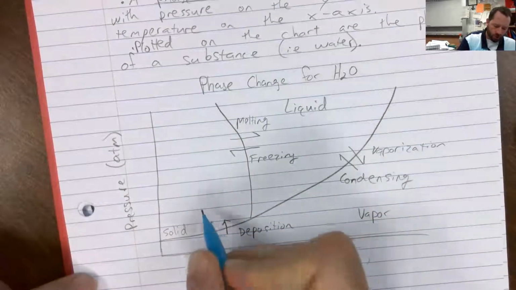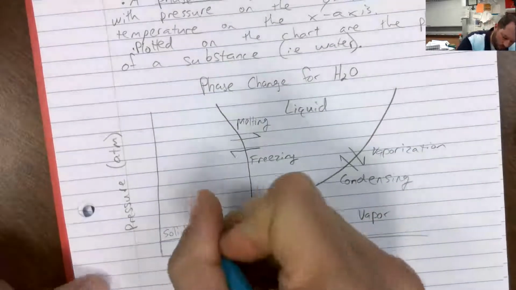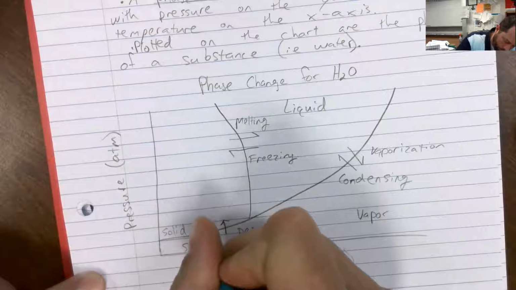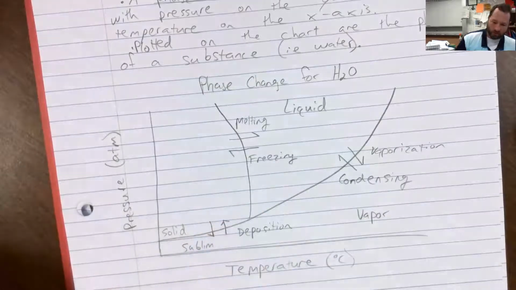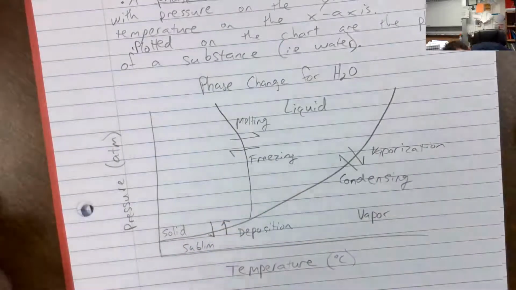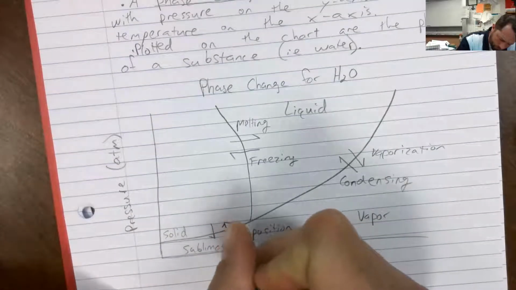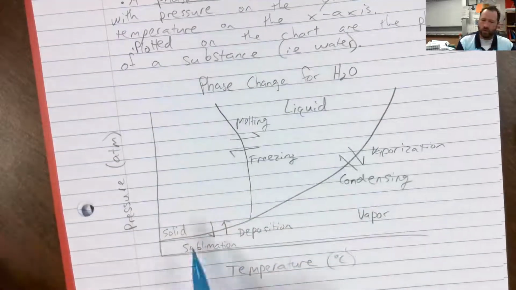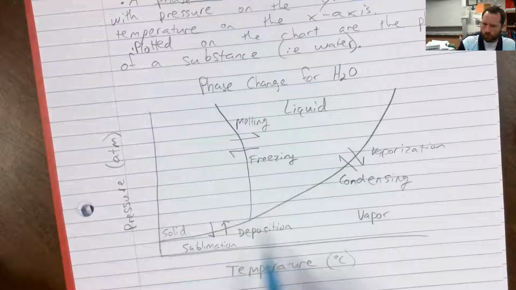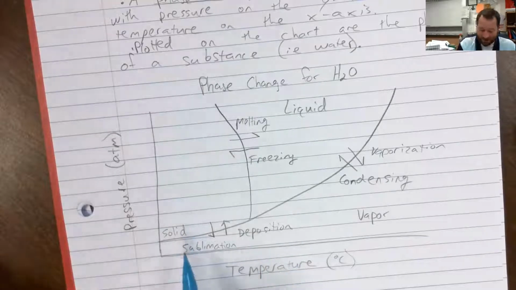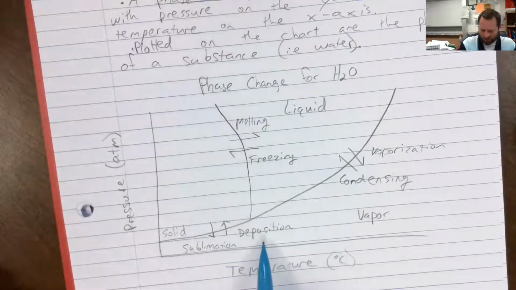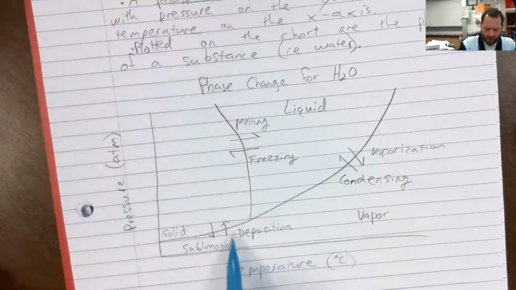And the other direction, going from a solid to a vapor, is called sublimation. So sublimation, that's probably a new one. That is when you go from solid to gas. And deposition is when you go from gas back to solid.